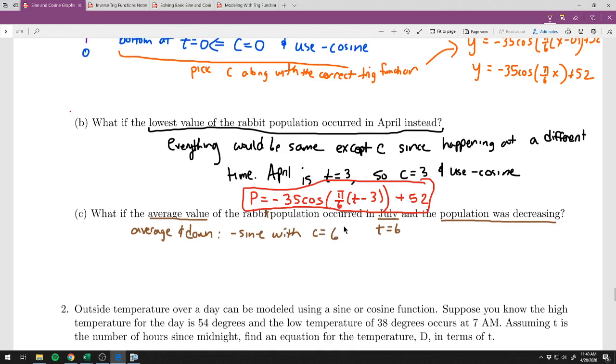Right. Once again, everything else is exactly the same. We have the same amplitude, the same midline, the same period, so the same B, but we have a different C value along with our different trig function. This time we're going to use negative sine. And in place of C, I'm going to put 6.